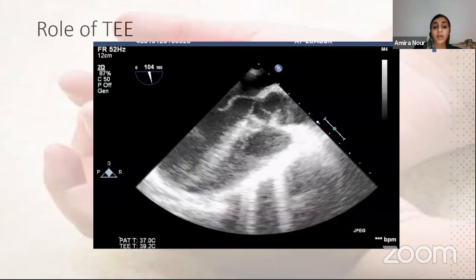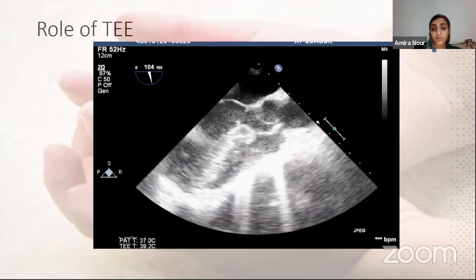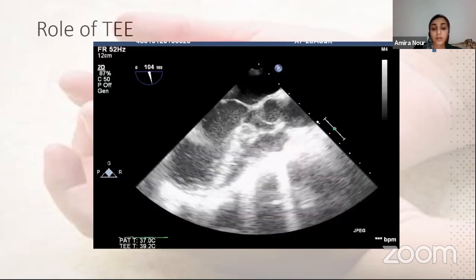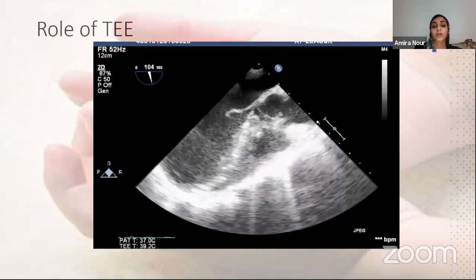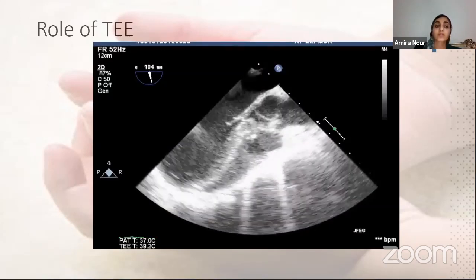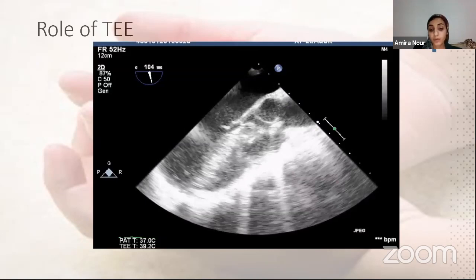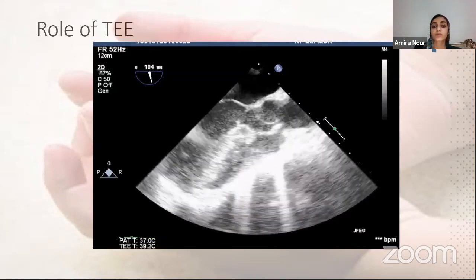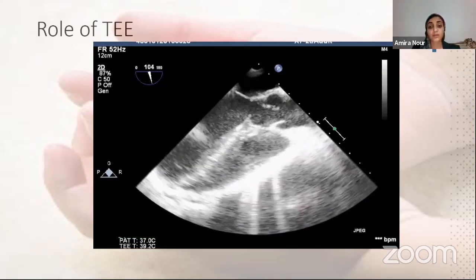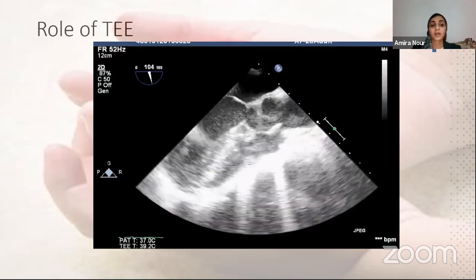Associated defect. And actually, transesophageal echo has a very important role either intra-procedure during surgical VSD closure to ensure that there is no residual defect, and also intra-procedural during percutaneous VSD closure to ensure that the device is in its place and there is no residual defect.